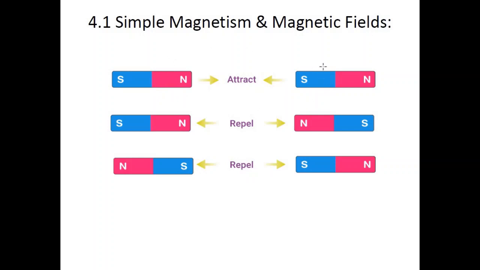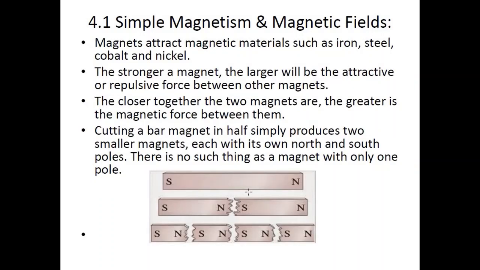Only different poles, unlike poles, attract. Like north will only attract south; north and north, and south and south, will always repel each other. Magnets attract magnetic materials such as iron, steel, cobalt and nickel. The stronger a magnet, the larger will be the attractive or repulsive force between other magnetic materials or magnets. The closer together the two magnets are, the greater would be their resultant magnetic force.